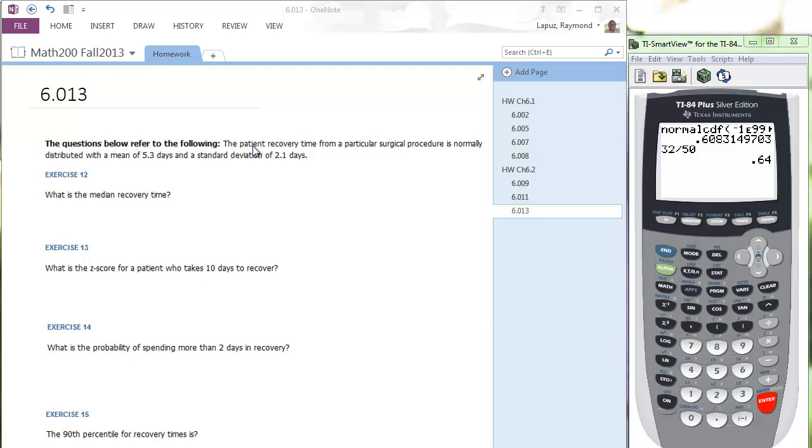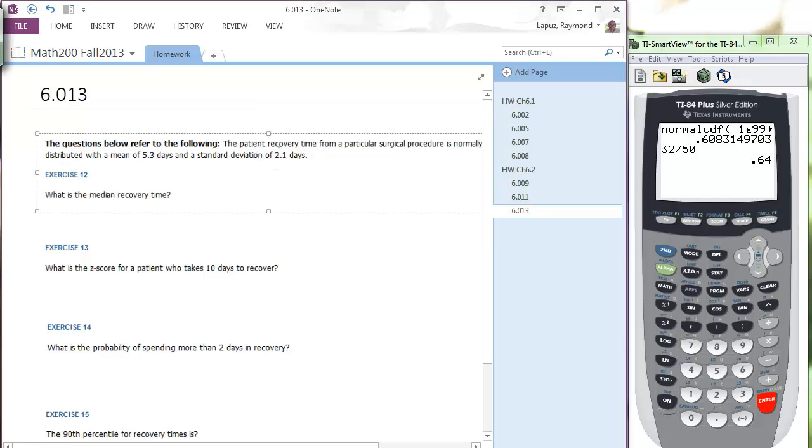This is problem number 13 from chapter 6. We have several questions referring to this one problem. Patient recovery time from a particular surgery procedure is normally distributed with a mean of 5.3 days and standard deviation of 2.1. What is the median recovery time?